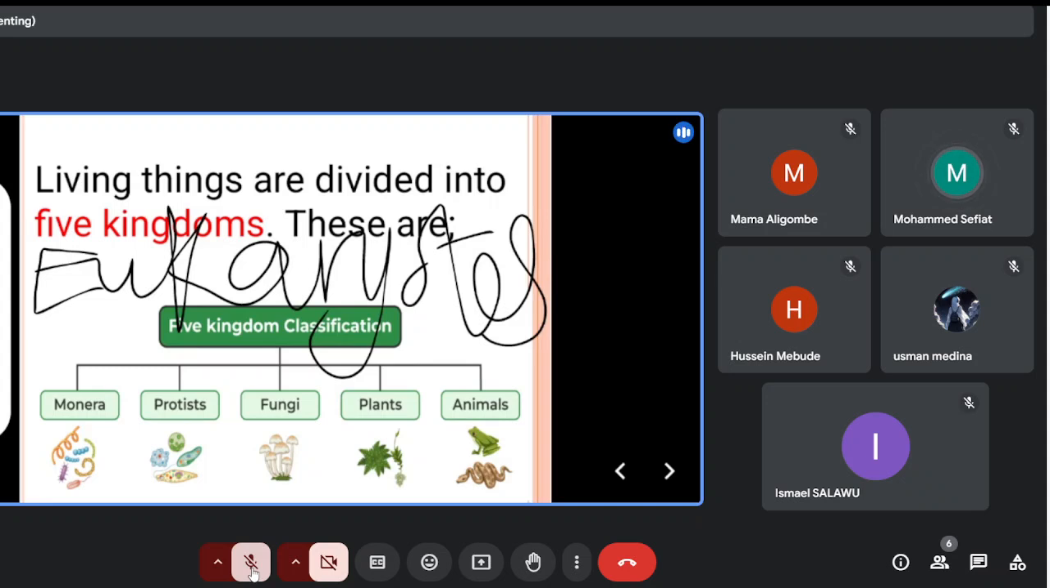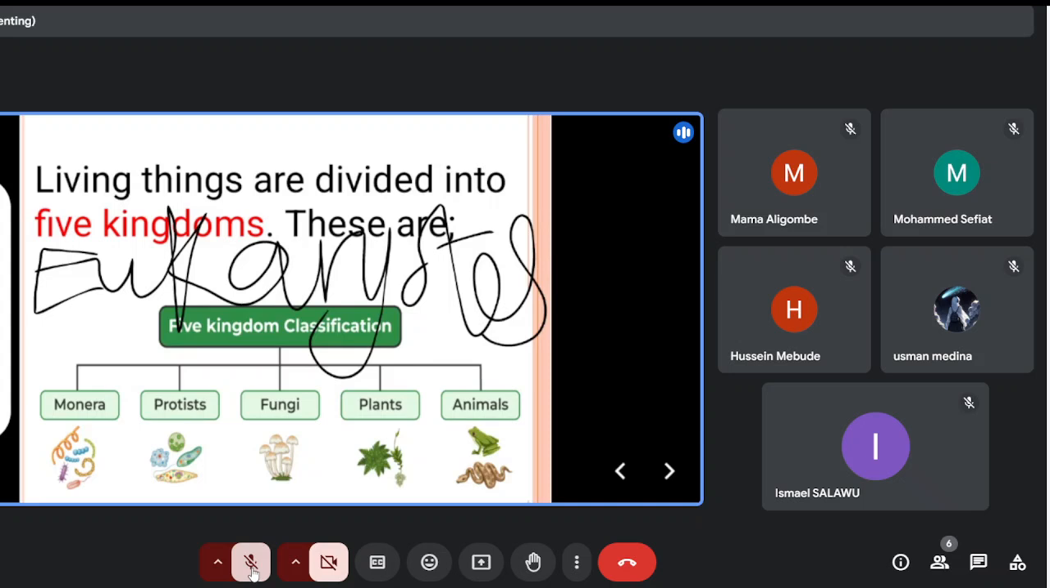They are unicellular. They have a true nucleus, and of course they are more advanced than Monera. Another thing is that some of them can manufacture their food, like the Euglena. Euglena can behave like plants.